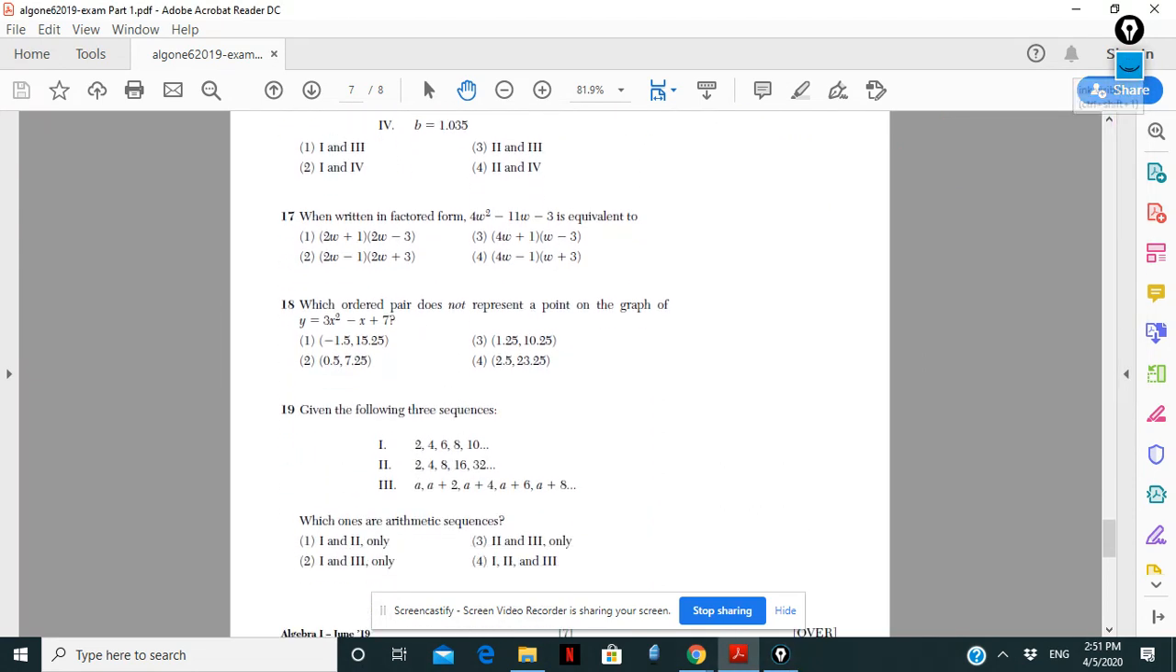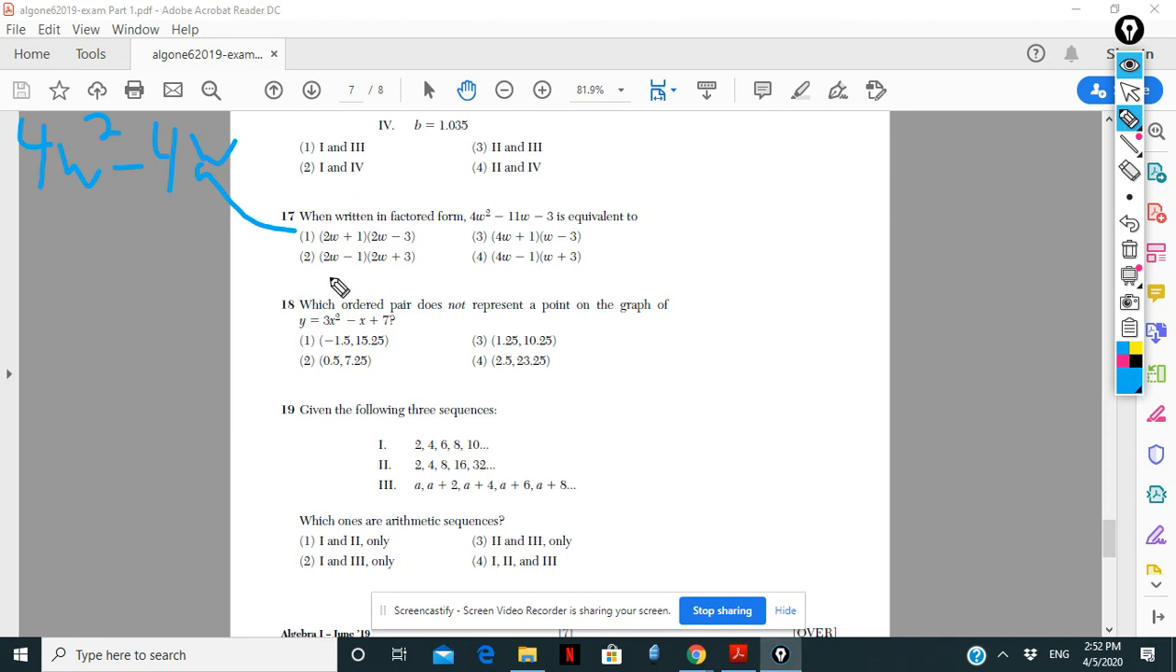Okay, question number 17. Which one is equivalent to 4w squared minus 11w minus 3? So I'm going to FOIL all of them. So this one, FOIL: 4w square. Now, this is minus 6 plus 2 minus 4w, and negative 3 times positive 1 is negative 3.